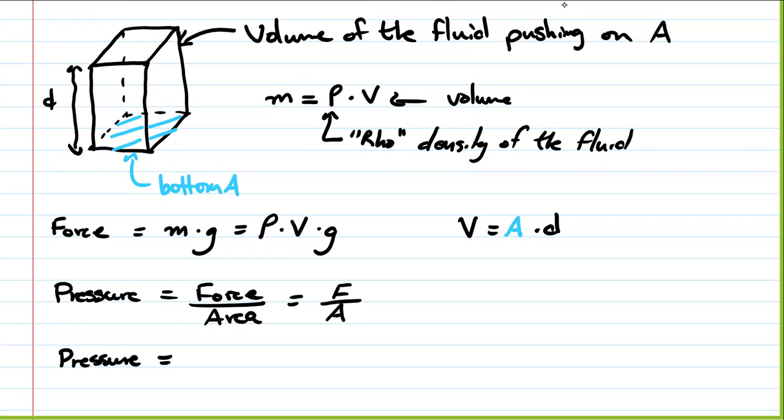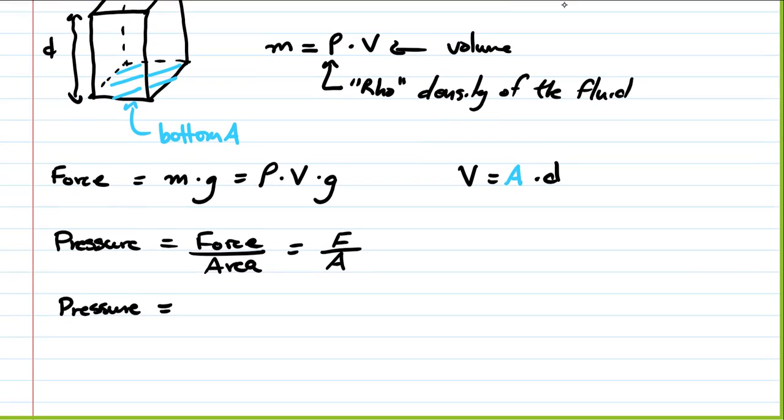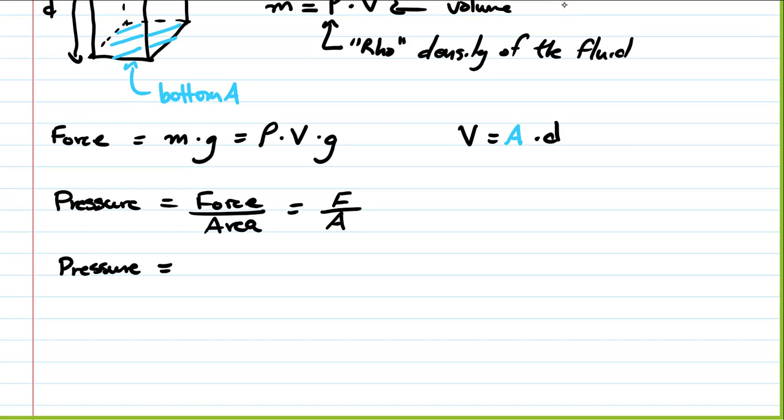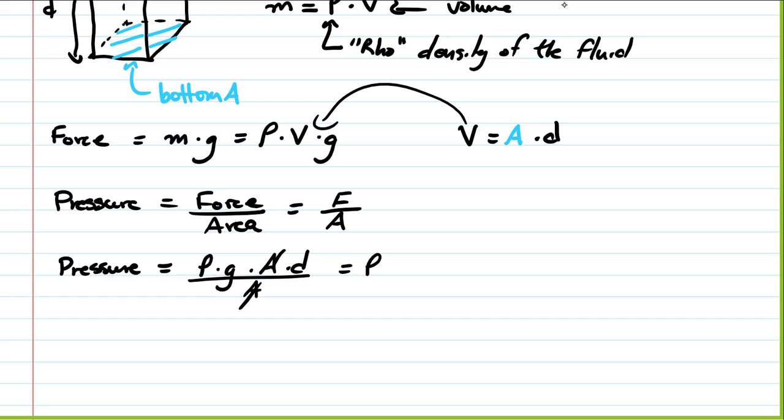And that's true for any geometric figure. So if it was a triangular base or something else, the area of the base times the height will give you the volume of that three-dimensional solid. So using this in our formula and substituting our force in here, we get that pressure is equal to rho times g times our volume, which is A times d, divided by A, and the A's would reduce out, so we get density times gravity times depth is going to give us our pressure.